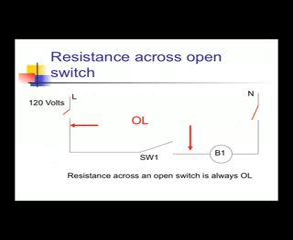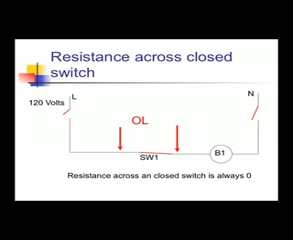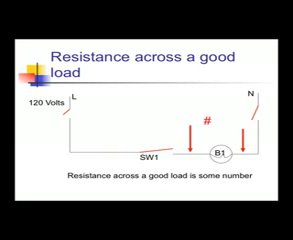Now touch one lead to each side of the component or an isolated portion of the circuit you are testing. Wait for the display to stabilize and record that number. This is the resistance. Resistance is shown in ohms. In this case, resistance across an open switch is OL, or infinite. There's no way electrons can flow through that open switch. Resistance across a closed switch is 0.